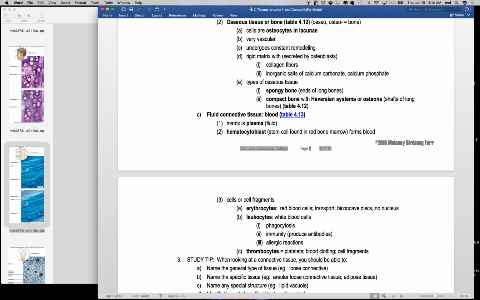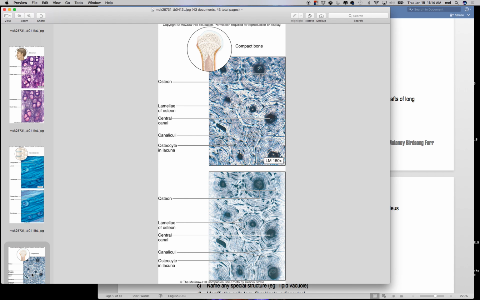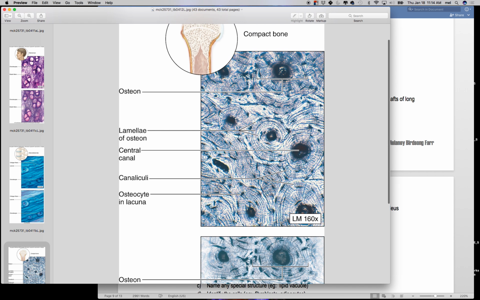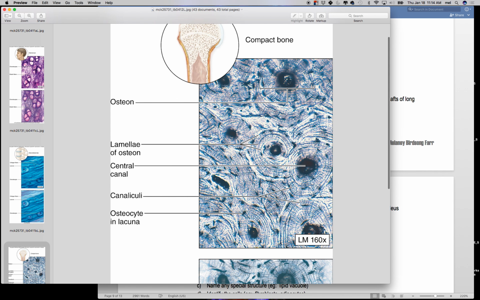Compact bone tissue, first off, let me orient you to why it looks the way that it looks. This is compact bone tissue. And compact bone tissue would be found on the outsides of all of your bones, but it's really thick in the shafts of your long bones. But here's what you are looking at. That picture that you're looking at is a cross-section of maybe the femur.